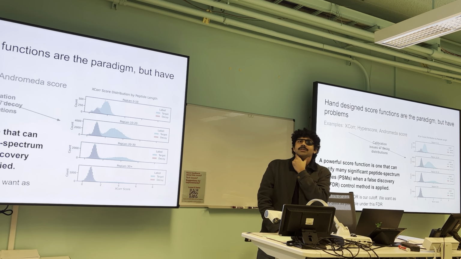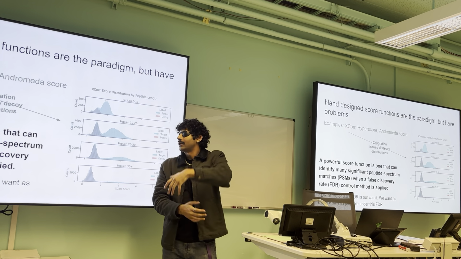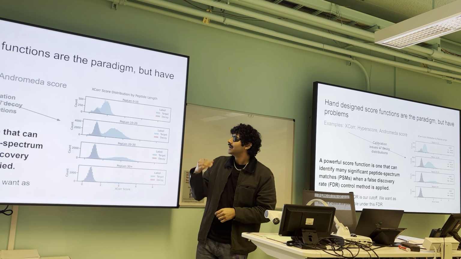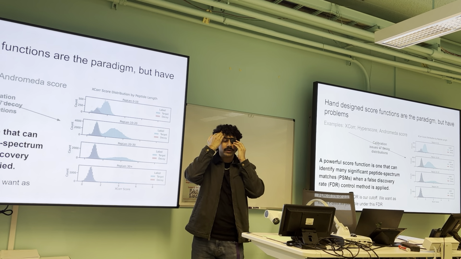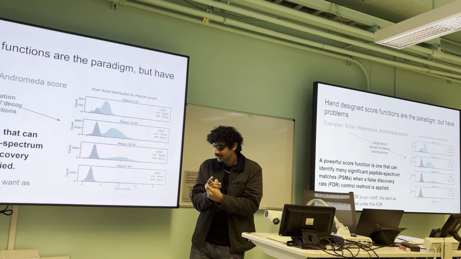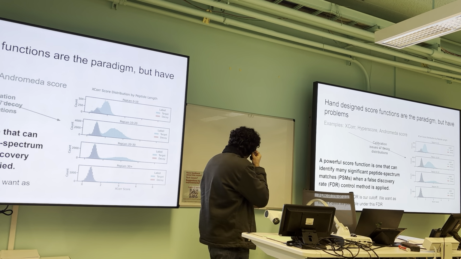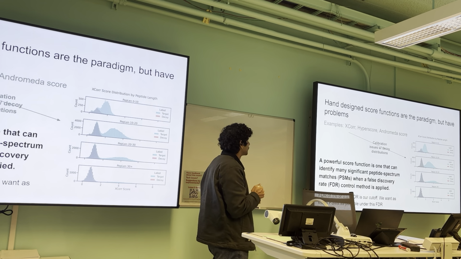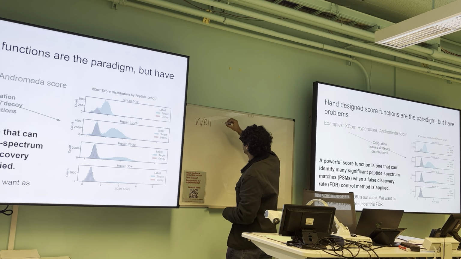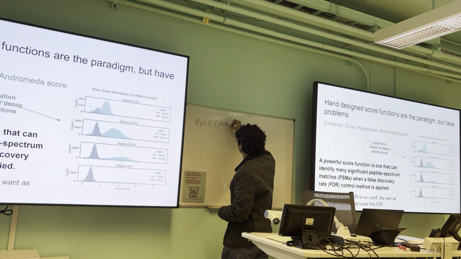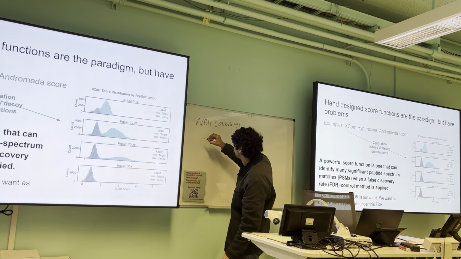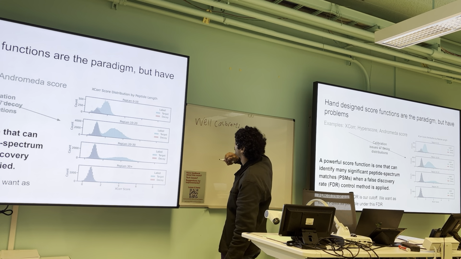Hand designed score functions, like the thing I was explaining with the sliding dot product, have issues. One of the main ones is that they're really poorly calibrated with respect to charge and also peptide length. What that means formally is that for something to be, well, can you guys see that? Well, that means that, for basically, let me see if I remember the exact formulation for this.